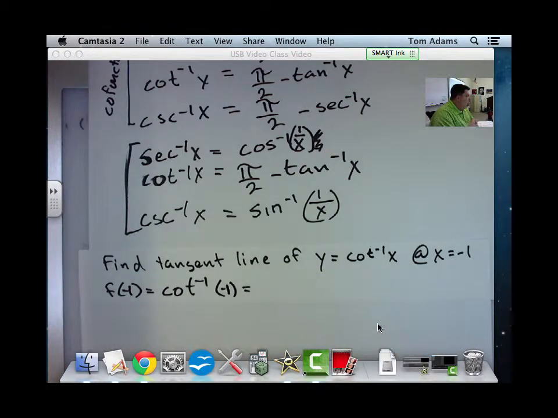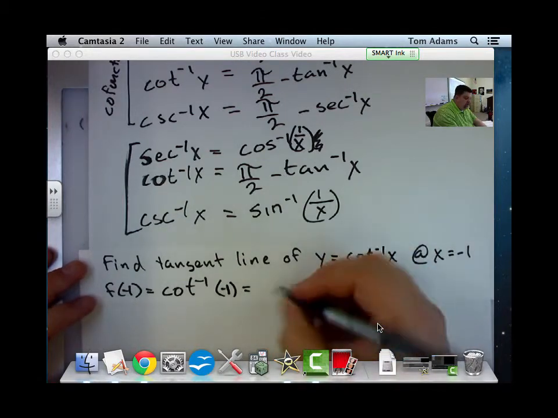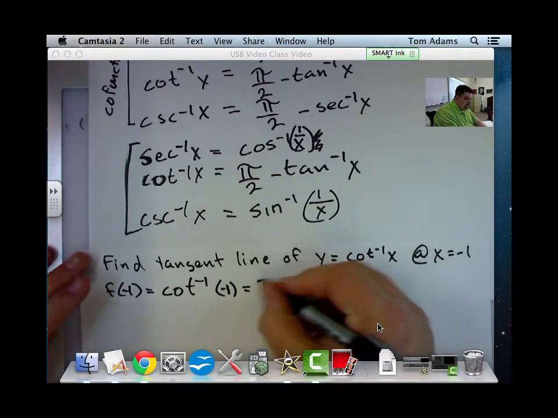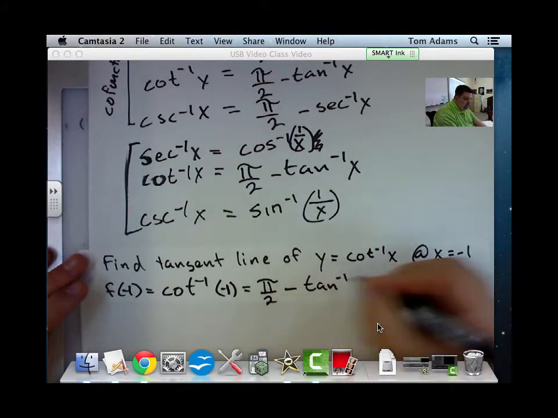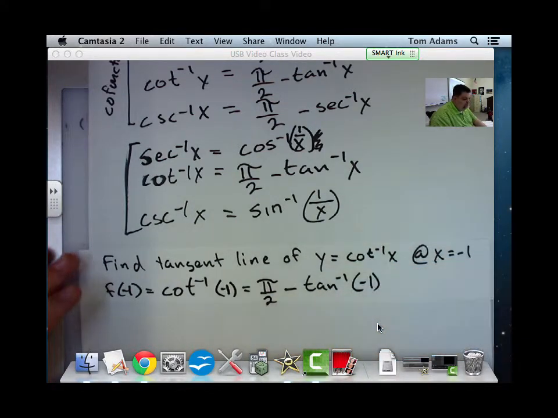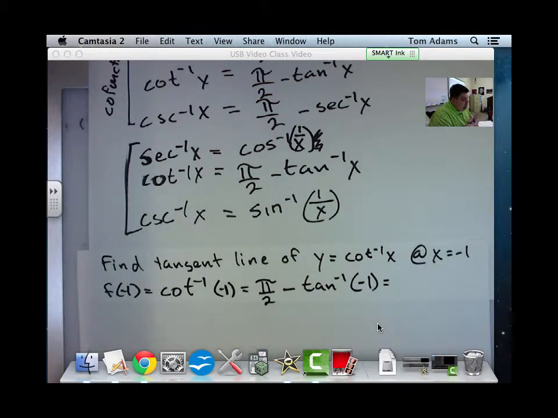Well, that's not easy to do because I don't have cotangent on my calculator. I can't grab my calculator and take the arc cotangent of -1. But I do have the arc tangent, or the inverse of tangent. So this is the same as pi over 2 minus tangent inverse of -1. Okay? Now, I don't need a calculator to do this either.